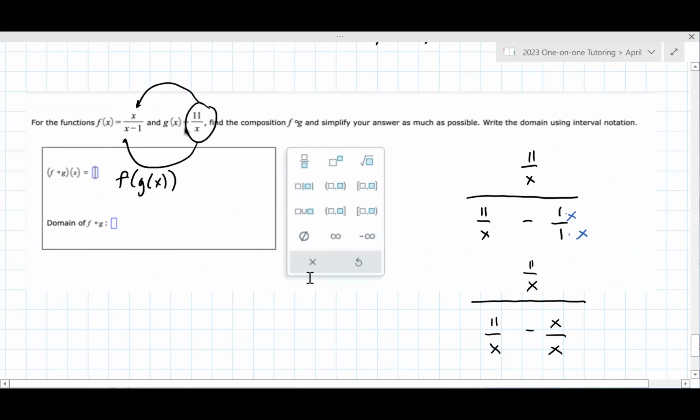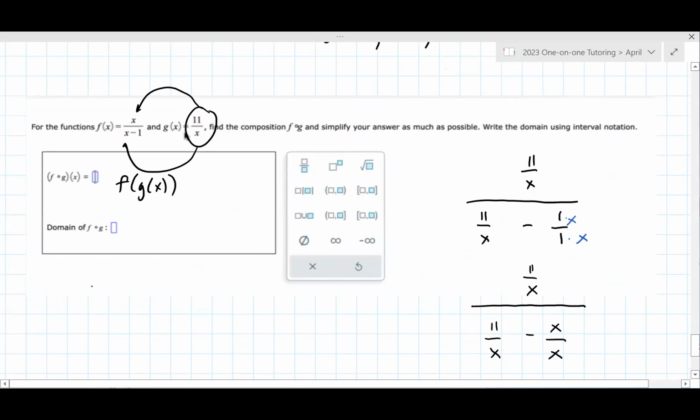When you look at the domain, you first look at the original, which is the inside one, the g of x, and it's 11 over x. Are there any restrictions on this? No. x cannot be 0 because you cannot divide by 0. Okay, so that's our first restriction.